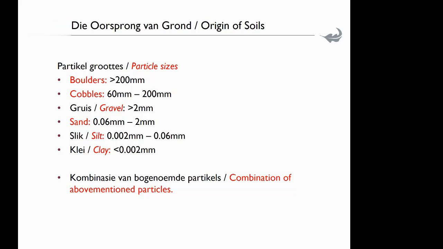Boulders are rocks bigger than 200 millimeters. Cobbles are between 60 millimeters and 200 millimeters. Gravel is bigger than 2 millimeters. Sand is 0.06 millimeter to 2 millimeters. Silt is very fine, 0.002 millimeter to 0.06 millimeter. And clay is the fraction less than 0.002 millimeter. And soils are typically a combination of all the above-mentioned particle sizes.